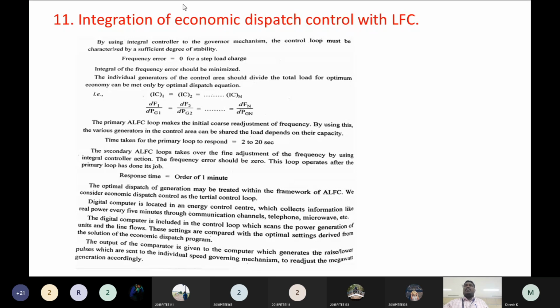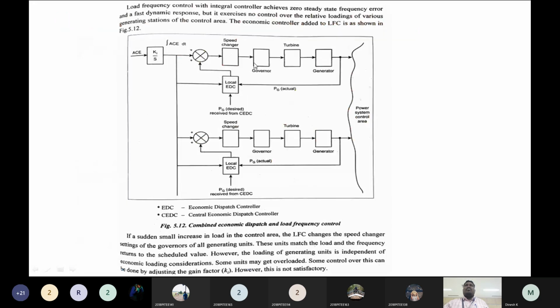So they have given a particular name for it: computer control of your power system. So this is the control system. We have ACE and we have the gain of KI by S, we apply a step input. We have your error detector, speed changer, governor, turbine generator. So local ADC, it is the feedback. So PG actual you may have obtained it. So when you connect with another area, the same system, you have governor, turbine generator, and PG actual.